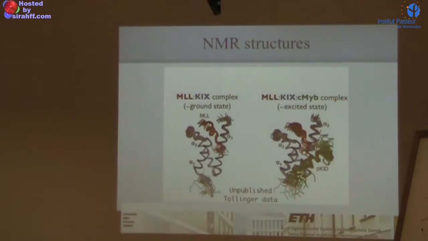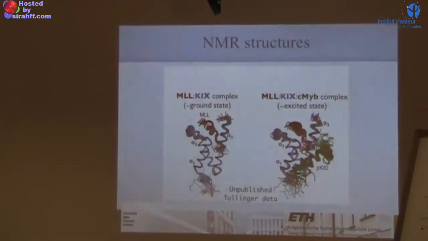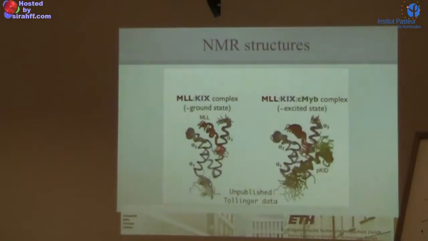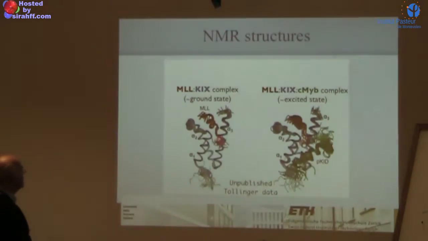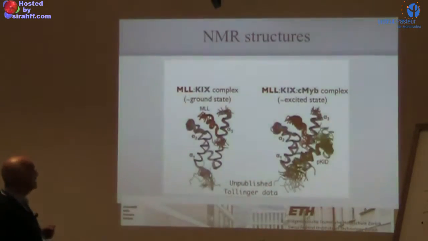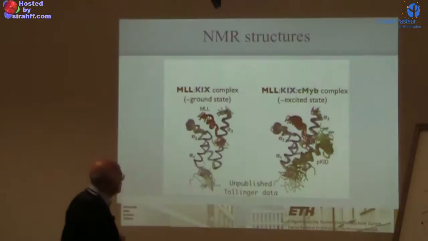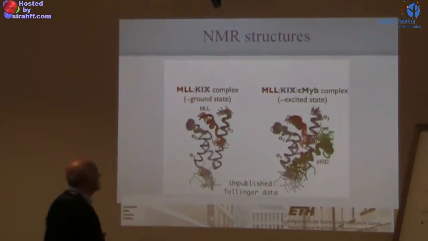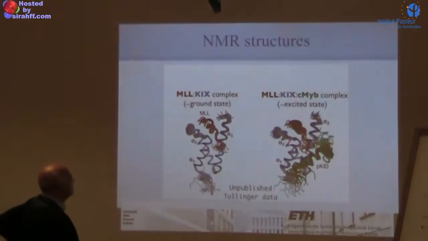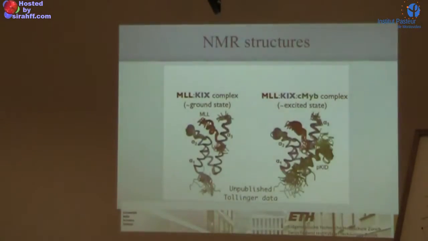So what other information do we have? Let's enumerate the experimental information. We have NMR structures for the binary complex, which in this picture will correspond to the ground state. We don't have any direct information on the excited state of the binary, but we have information on the ternary, when the substrate is bound here, and the hypothesis is that this corresponds roughly to the excited state of the binary.